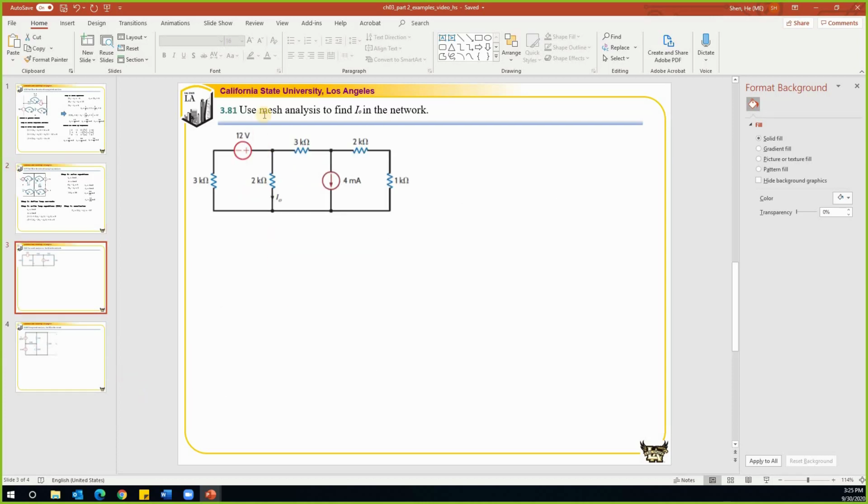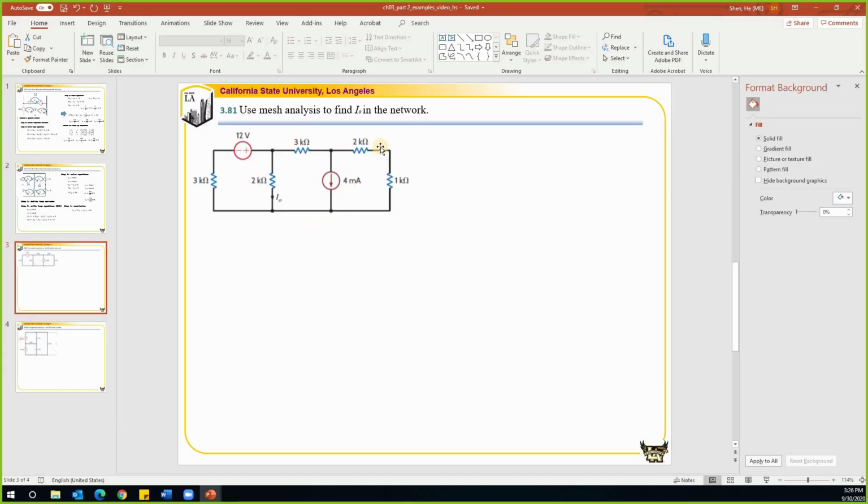Next question. In this example, we're going to look for current I0 in the network. The current I0 is over here. By looking at the problem, we have both voltage source and a current source. And this current source is a shared source between two different meshes. It means that it's a case 3. So the case 3, that's the case where we have shared current sources. In that case, we have different methods to solve this problem. You can either use the Supermesh method or use the general loop method.